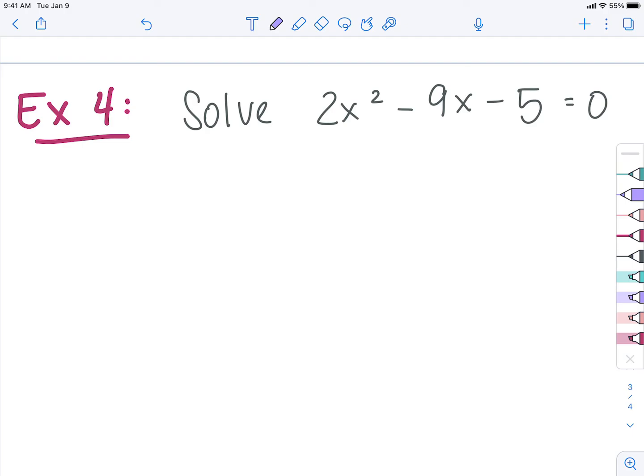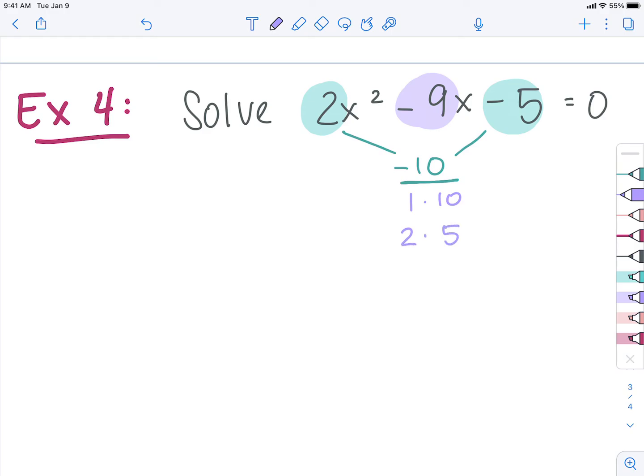So this is going to be that bottoms-up method of factoring, where the first thing we're going to have to say to ourselves is, okay, 2 times -5 gives us -10. So now we want factors of -10 that add to this -9. So we want things that multiply to -10 and add to -9. First, I'll find my factors of 10. So I've got 1 and 10 and 2 and 5.